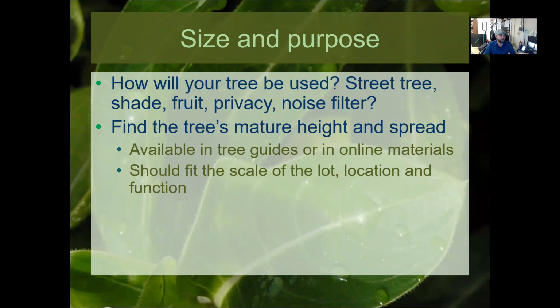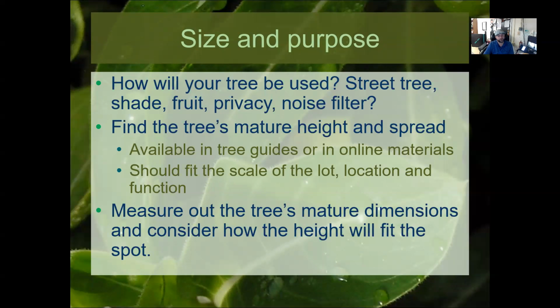Find the tree's mature height and spread, available in tree guides or in online materials, and it should fit the scale of the lot, location, and function. Measure out the tree's mature dimensions and consider how the height will fit the spot. So if you have a tree that has a mature width of 50 feet and the street's only 30 feet wide, you probably don't want to use that tree.